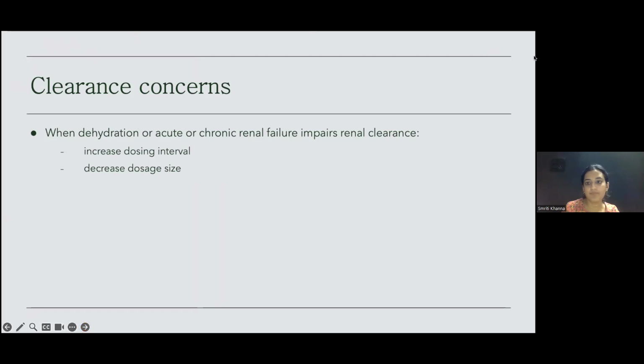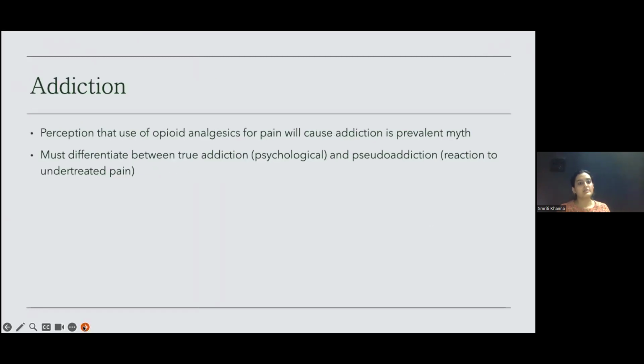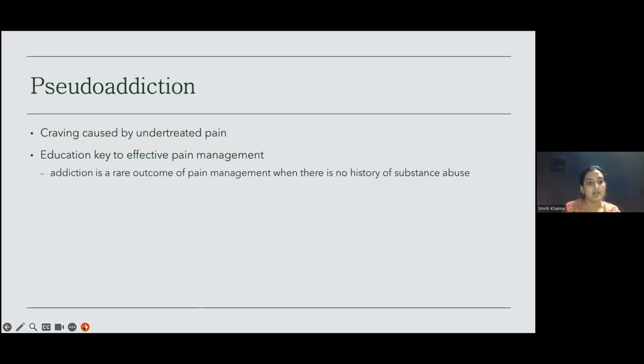Now, this bit I think we already covered. The perception that use of opioid analgesics for pain will cause addiction is a prevalent myth. You have to know how to differentiate between true addiction and pseudo addiction. Pseudo addiction is basically just a reaction to undertreated pain. It's a craving for the opioid caused by undertreating pain, and education is the key to being able to do effective pain management.